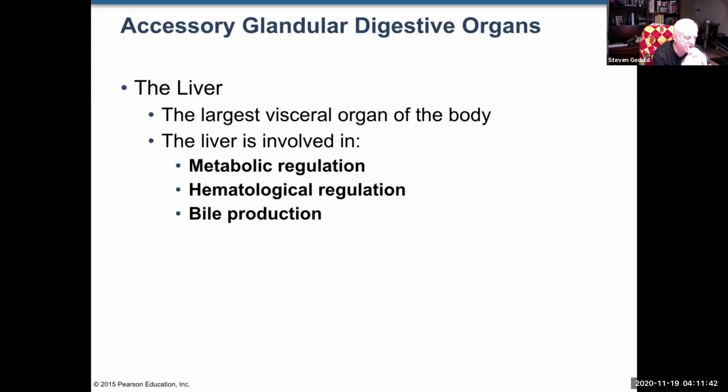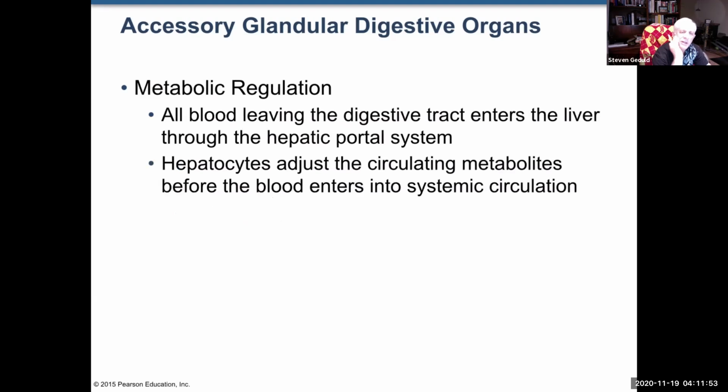All right, so the liver. The liver is your largest visceral organ of the body. It's involved in metabolic regulation, hematological regulation, and bile production. Metabolic regulation: all blood that leaves the digestive tract enters the liver. So all the blood that you're absorbing stuff from through your digestive tract enters the liver through the hepatic portal system. Hepatocytes are liver cells, and they adjust circulating metabolites before the blood enters back into the systemic circulation.